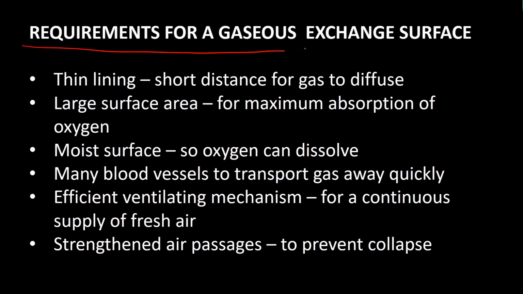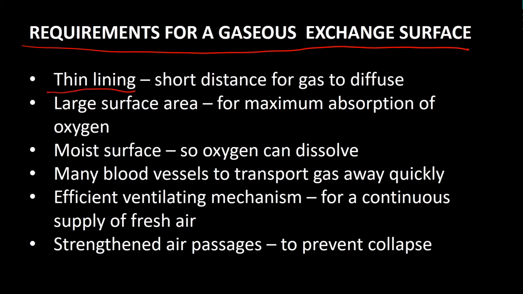Now, what must the surface be like so that oxygen can pass through it? For example, our skin is designed to protect us, so we can't breathe through our skin. So we breathe through our lungs, whereas an earthworm can breathe through its skin. What is the difference? What must a surface be like so that it can actually do a good job of taking in oxygen? So these are the requirements for a gaseous exchange surface.